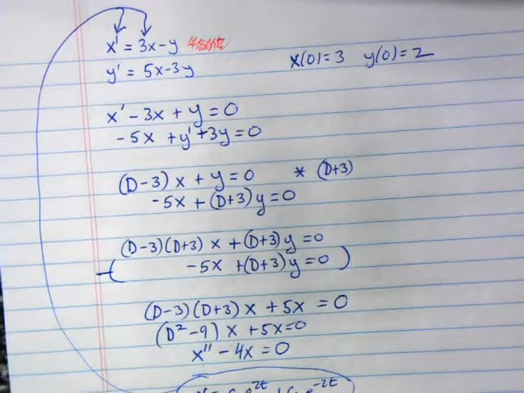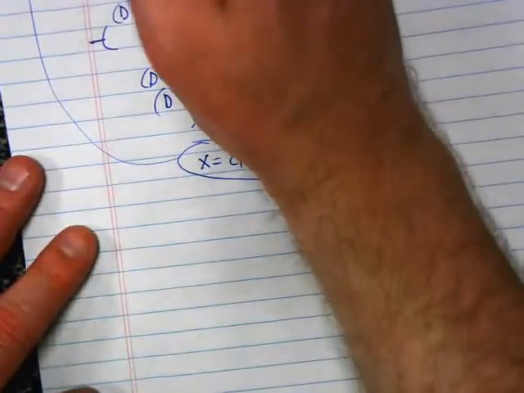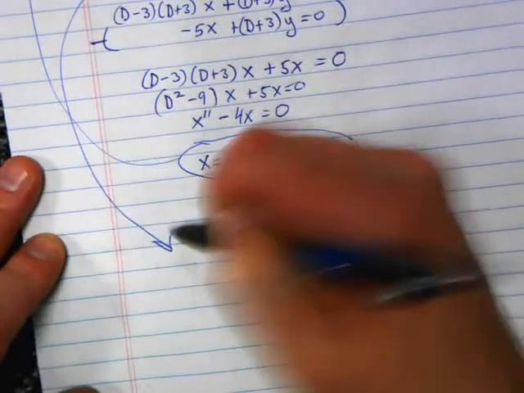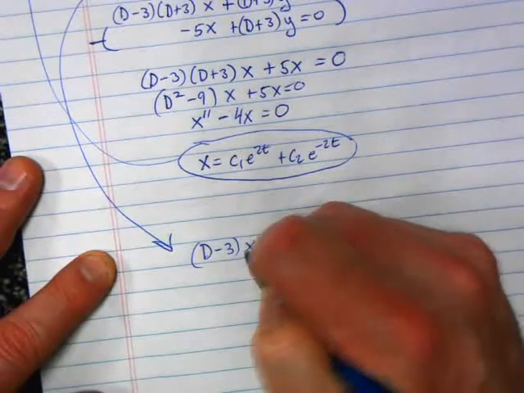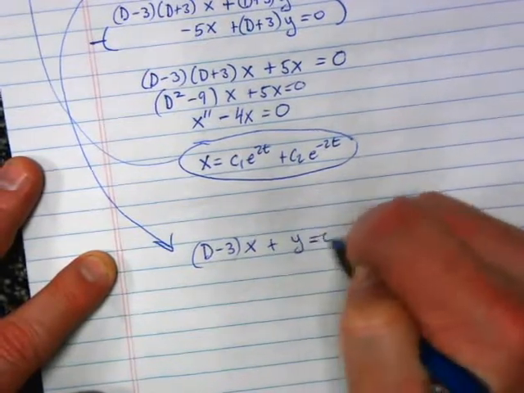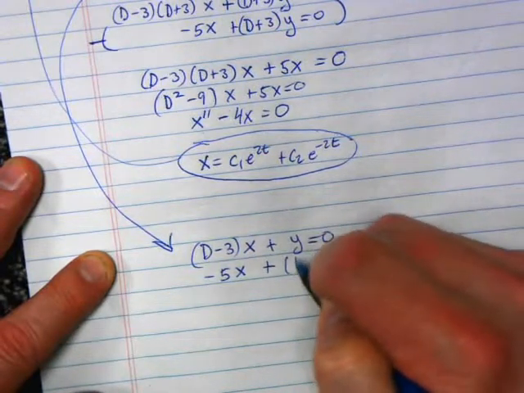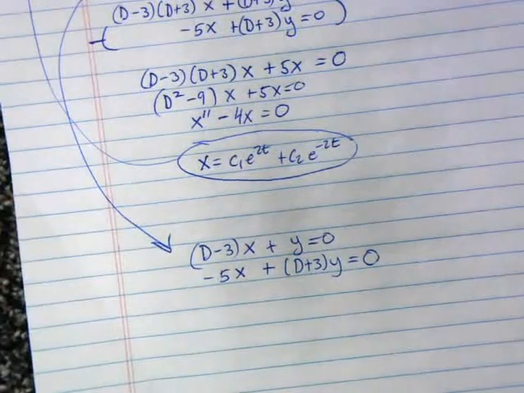All right. How about if I were to take this same thing that I had right here? I'm just going to write it down again: D minus 3 x plus y equals 0, and minus 5x plus D plus 3 y equals 0. And I told you to do Cramer's rule.